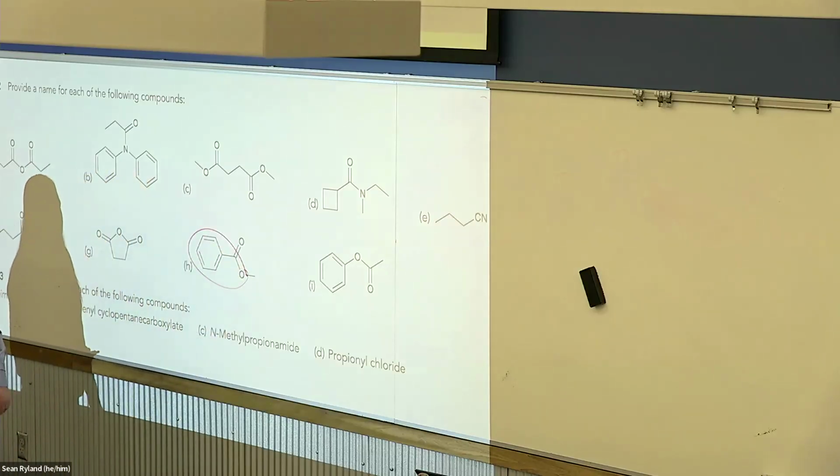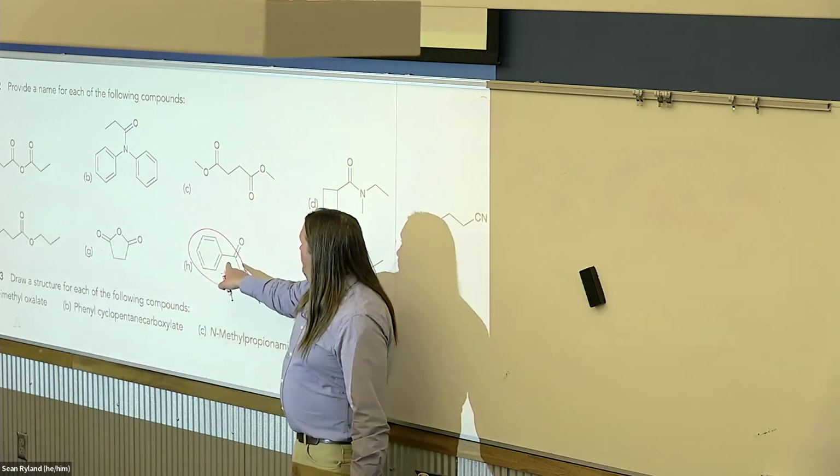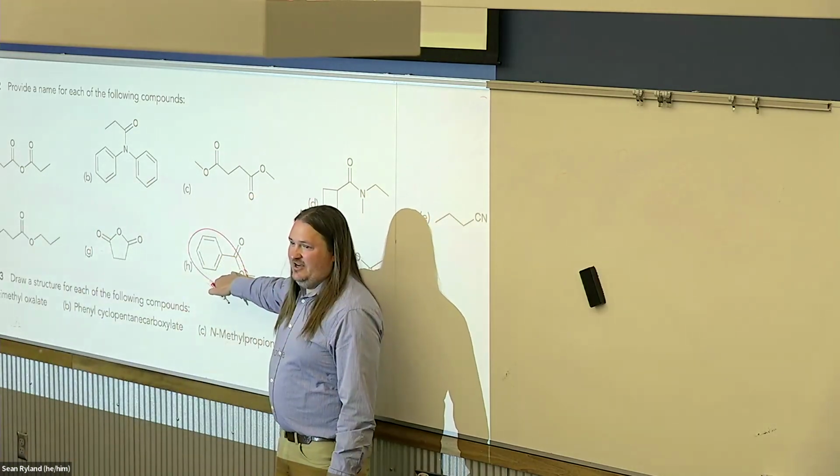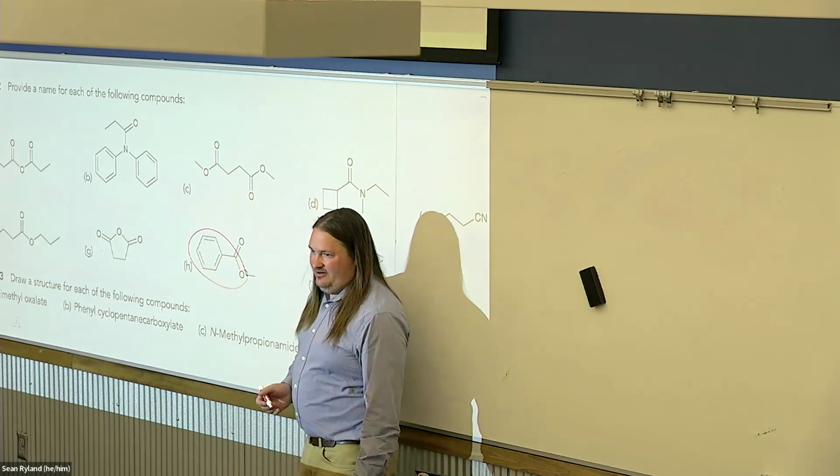No, this one's weird because I want to say it's like a methanoate. Oh, but the phenyl side has the carbonyl. So this is just a phenyl, the carbon of the carbonyl. If this was just the acid, we'd name it as benzoic acid. Okay, so we're going to name it as methyl benzoate. There we go.